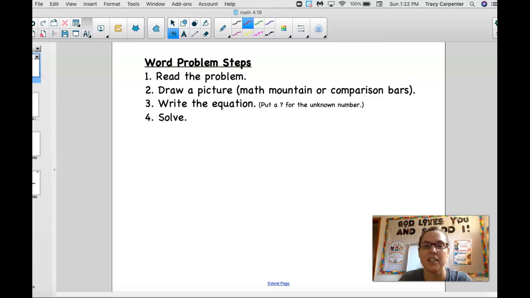Hi, second graders. Today we are going to continue solving story problems or word problems. And you'll notice that the word problems we solve today use comparison bars instead of math mountains. So our 4 steps remain the same.